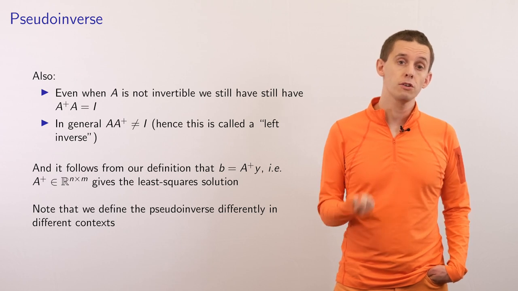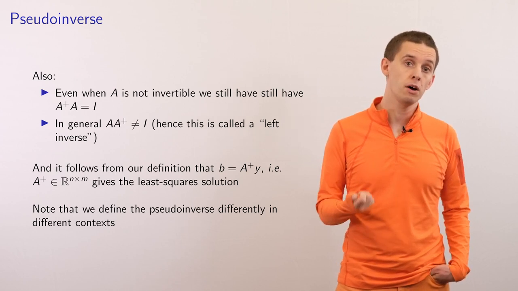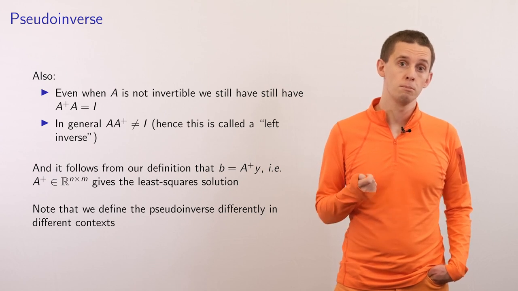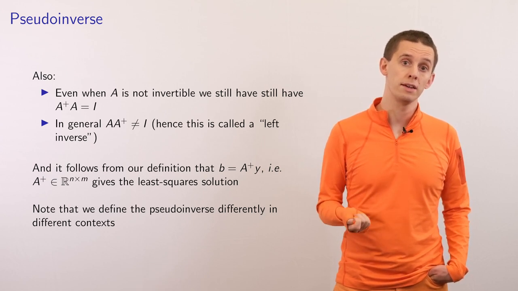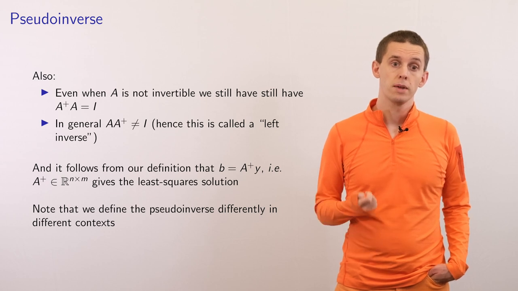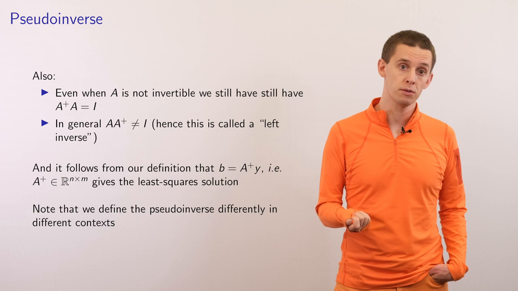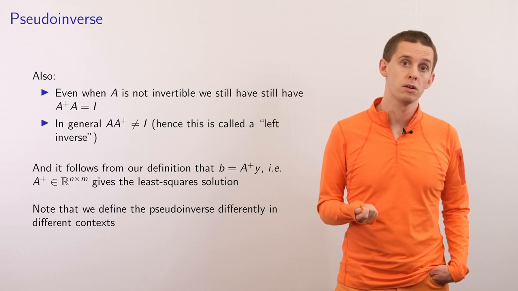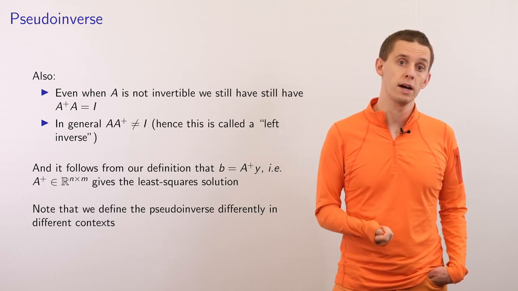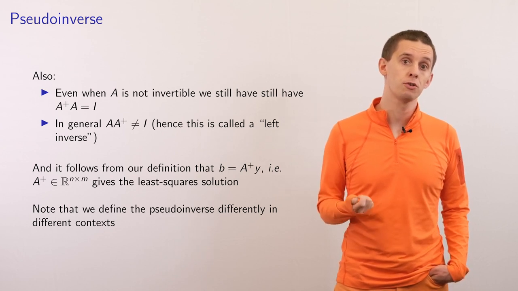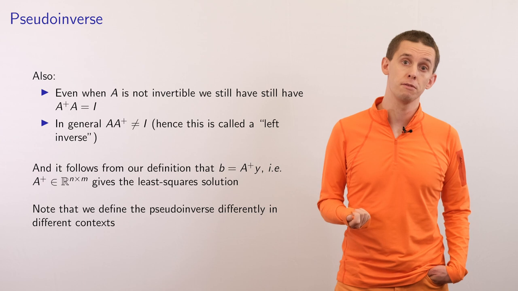So we can also note that even if A is not invertible, we still have that the pseudo-inverse multiplied by A is equal to the identity. However, the other way around, if we do A multiplied by a pseudo-inverse, then in that case, we won't get the identity in general. And hence, because of these two properties, we often refer to the pseudo-inverse as a left inverse.